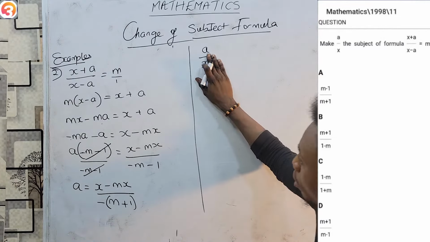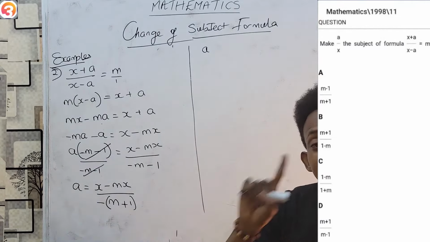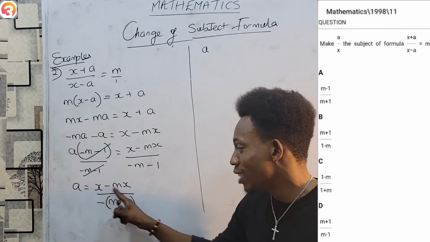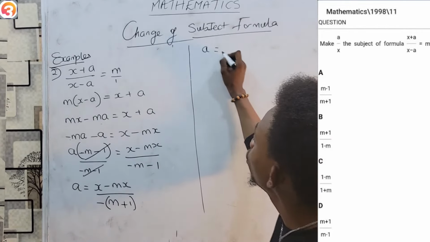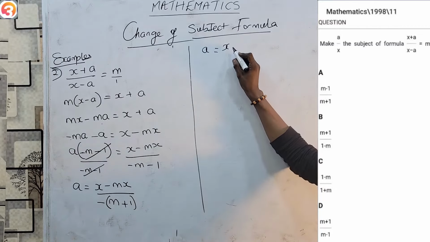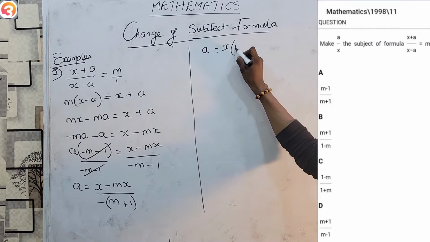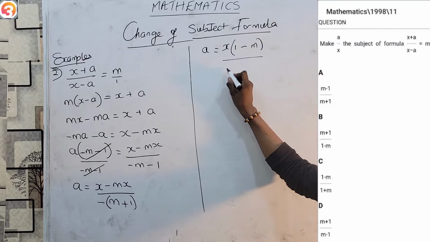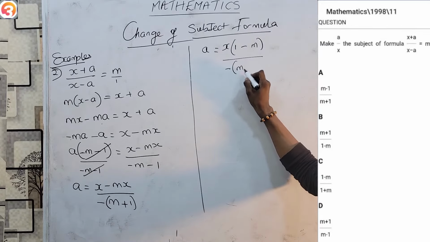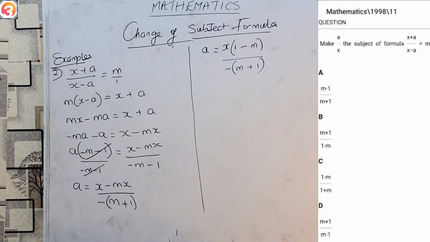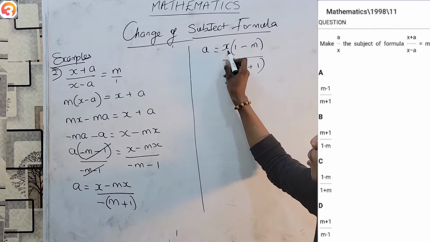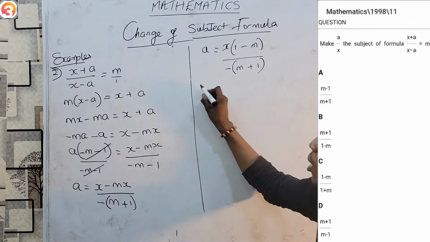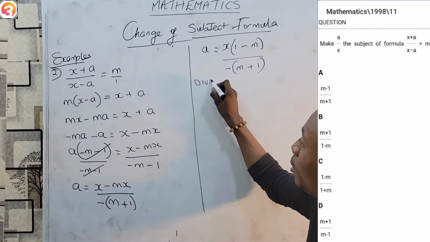Before I do this though, let's try something here to make x enter one place. Because here is x minus mx. But if I factorize, I will have x, open bracket, 1 minus m, all over minus, open bracket, m plus 1. See? So now that x is outside, I can now say divide both sides.